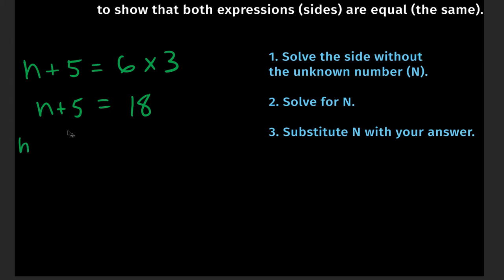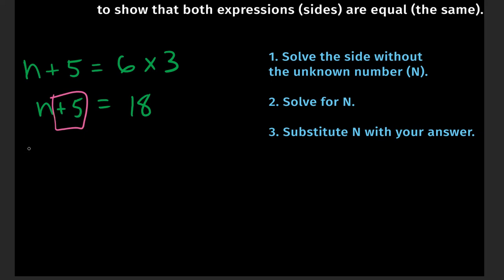And so one way to solve for n is to leave n by itself on one side, meaning I don't want any other numbers next to n. For me to do that, I would need to take away this plus 5 somehow. In order to take away this plus 5, I would have to do the opposite.